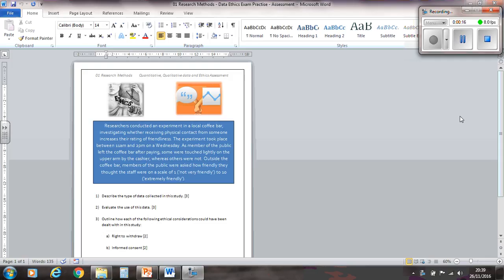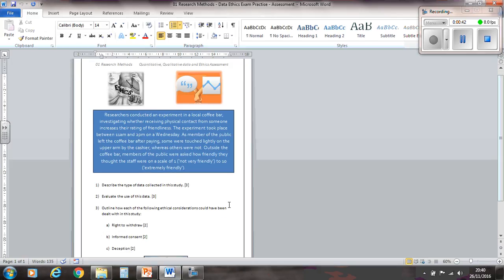So researchers conducted an experiment in a local coffee bar. They're trying to see whether or not receiving physical contact from someone increases rating of friendliness of the staff. It's taking place between 11 AM and 2 PM on a Wednesday, and once the member of public has left the coffee bar after paying, some of them being touched lightly on the upper arm by the cashier, whereas some were not. Once they're outside the coffee bar, they're asked to rate how friendly they think that the staff are.